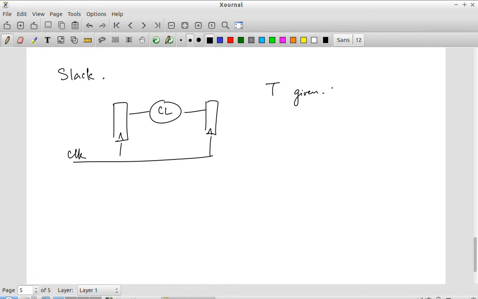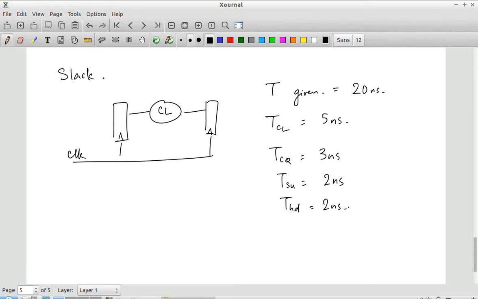Right? Let's say that I have given the clock period equal to 20 nanoseconds. The combinational logic delay I'll say is 5 nanoseconds. The TCQ is 3 nanoseconds. T setup is equal to 2 nanoseconds. T hold is also equal to 2 nanoseconds.